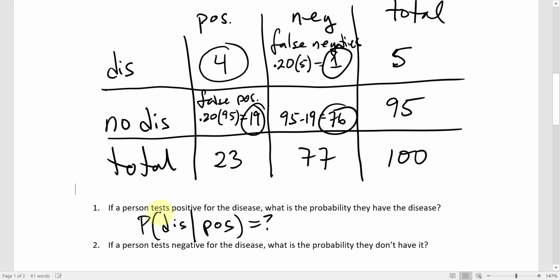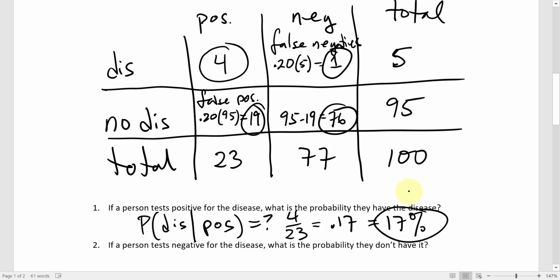It says, if a person tests positive for the disease, what's the probability they have the disease? Look how many people would actually test positive total. 23. And how many of them really have the disease? 4. So the answer to this is 4 out of 23. And 4 divided by 23 is 0.17. It's 17%.